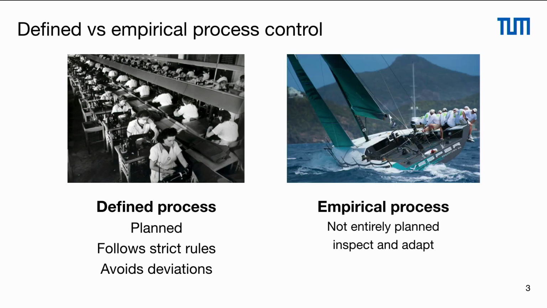In contrast, there are empirical processes that are not entirely planned. So you have a rough plan and you know the goals where you want to head to, but you do not plan every little activity. Instead, you inspect the activities by doing retrospectives or reviews, and then you adapt the activities like you see in the picture. If you have a strong wave, you might all go to the right side of the boat and save the boat from falling apart.